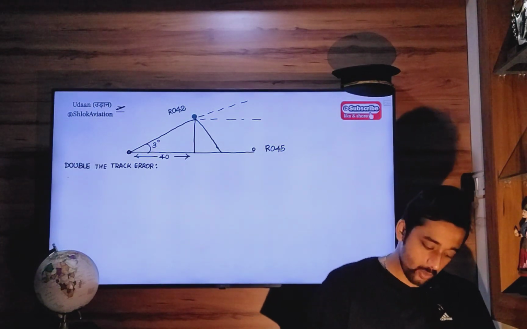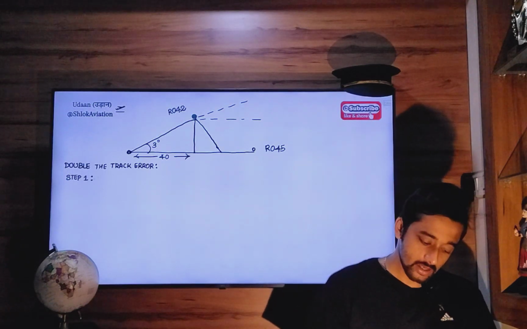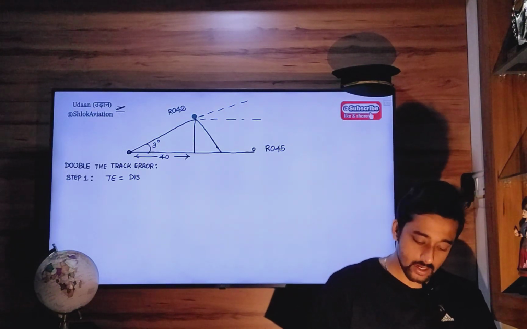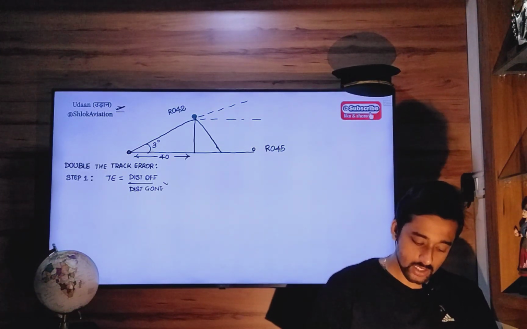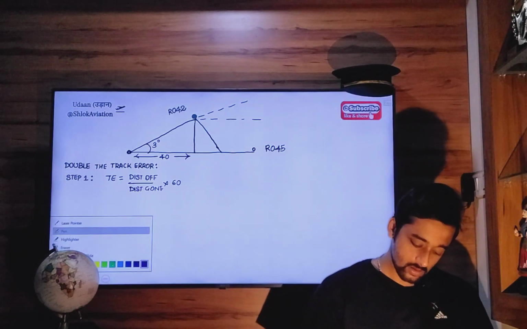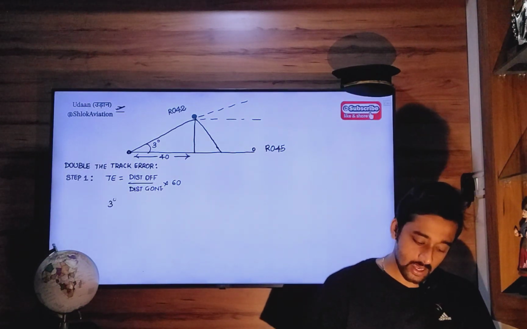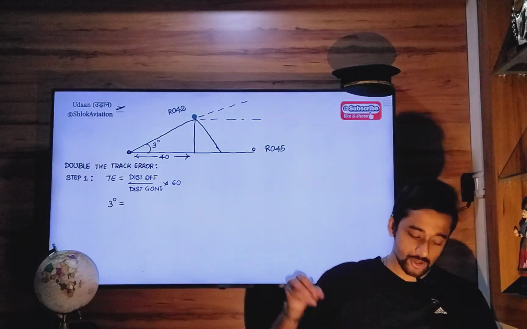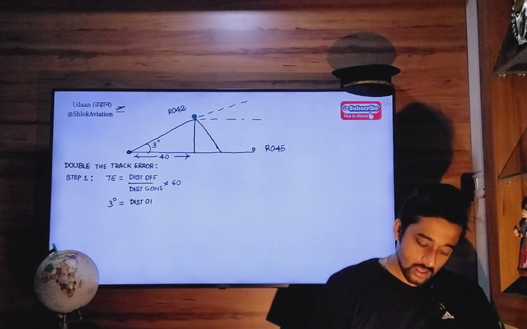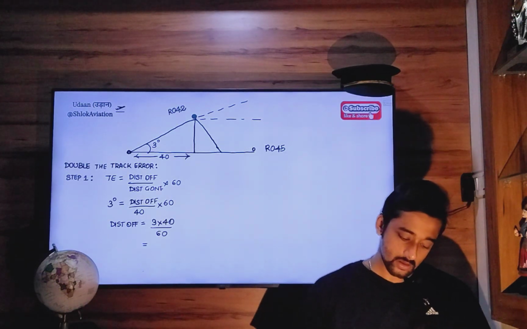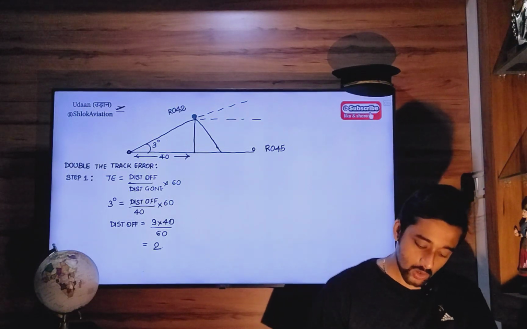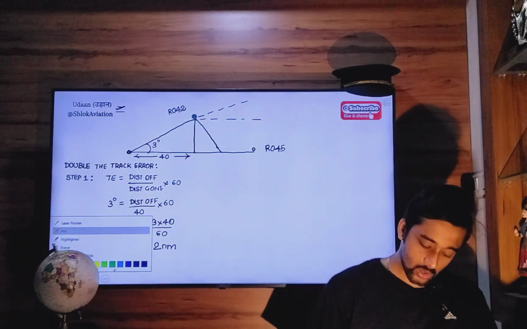Okay. So step 1, use the formula. Track error angle is distance off track over distance gone times 60. Track error is 3 degrees. Distance off track unknown, so let it be like that. Distance gone 40, times 60. Distance off track will be 3 into 40 by 60. So that is 2 nautical miles. So this is 2 nautical miles.